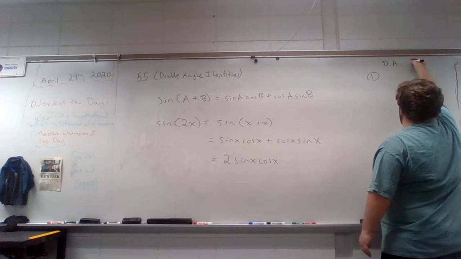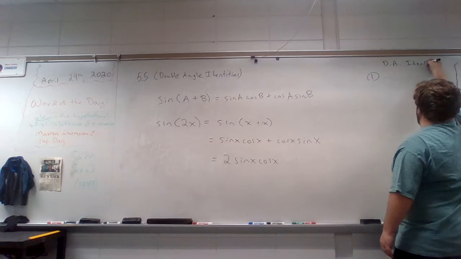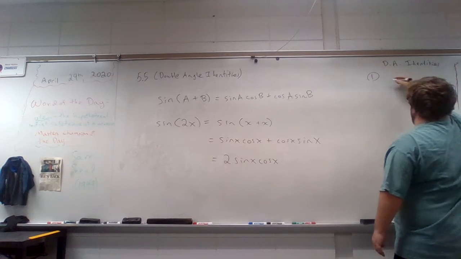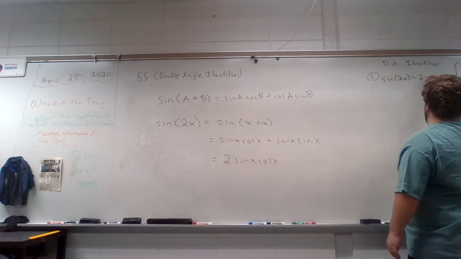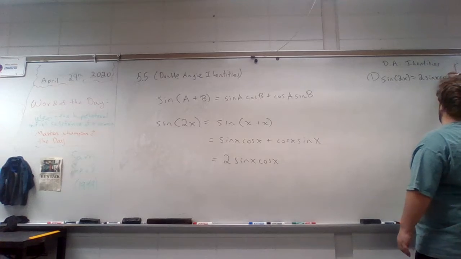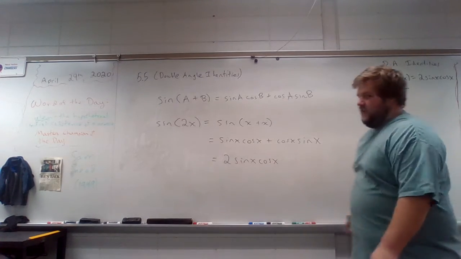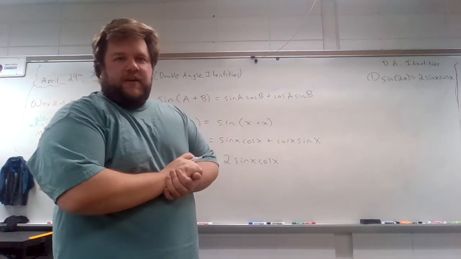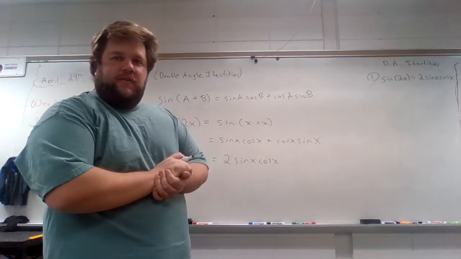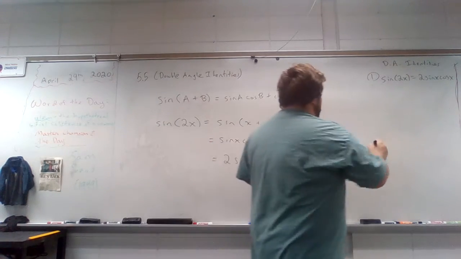Double angle, let's say DA identities. We know that the sine of 2x is equal to 2 sine x cosine x. Don't forget that identity. I think I said last time that it does come up quite a bit in calculus, so you want to know that identity.